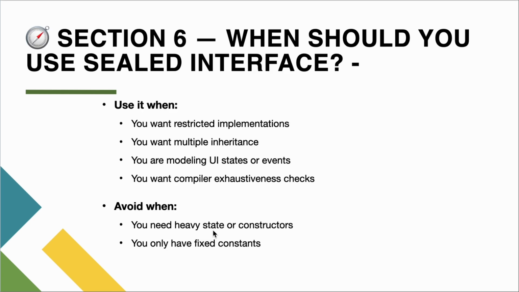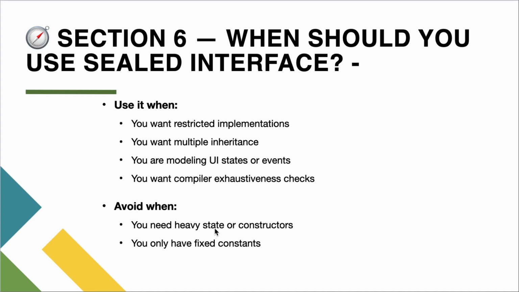So section 3 says, when should you use sealed interface? When you want restricted implementations, you want multiple inheritance, you are modeling UI states or events, or you want compiler exhaustiveness checks. But when to avoid, when you need heavy state or constructors and you only have fixed constants. So maybe when you have constants, as I've mentioned in the last slide, you can go ahead with enums. When you have something in constructors, of course, you have to go ahead with the class. Don't use interface because it will not support any constructors.